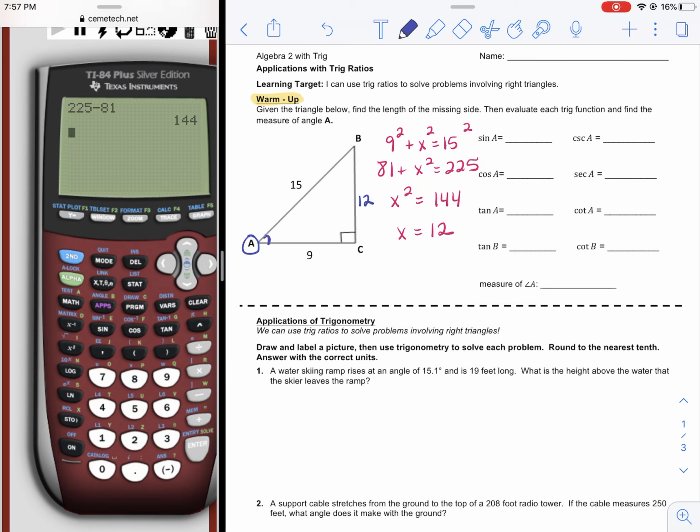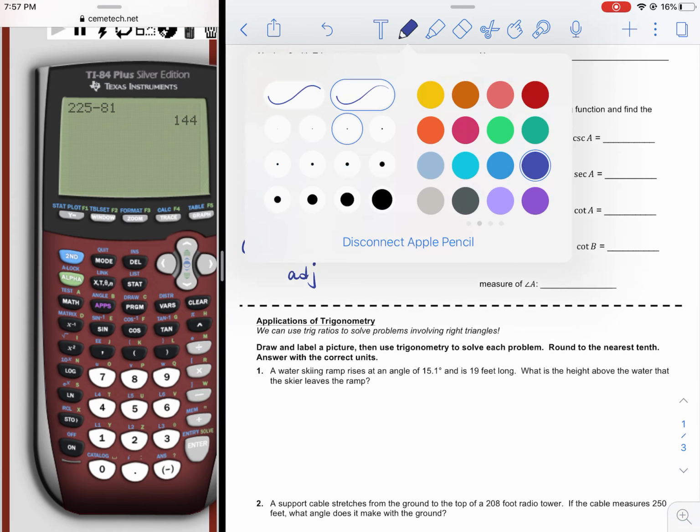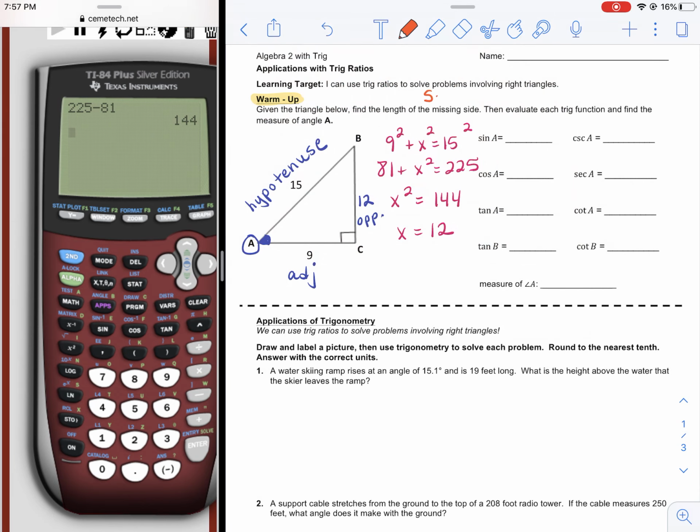So I'm going to find angle A, and this is going to be my first reference angle. I'm going to start by labeling my sides. I know that the 15 is the longest side. It's also opposite my right angle, and so that side is my hypotenuse. Okay, and then if I use angle A, the 12 is the opposite side and the 9 is the adjacent side. I'm going to write SOHCAHTOA on the top of my paper to remind me of the trig ratios. So to find the sine of angle A, it's the opposite side over the hypotenuse.